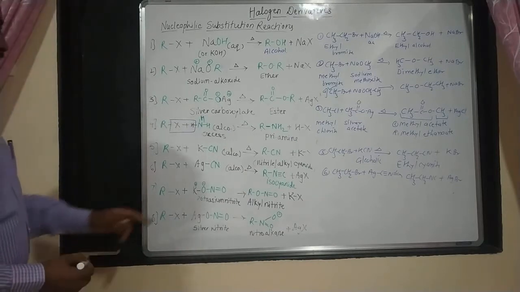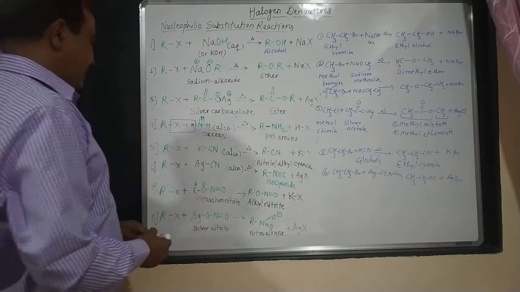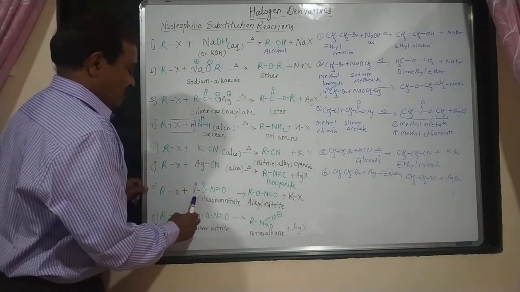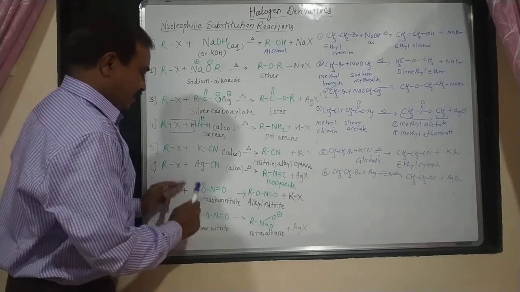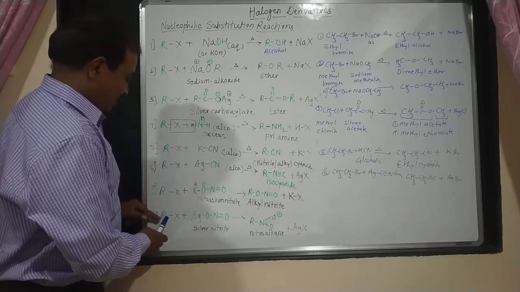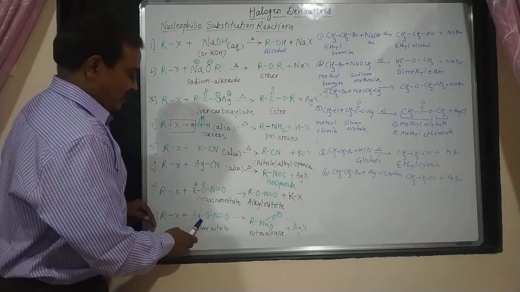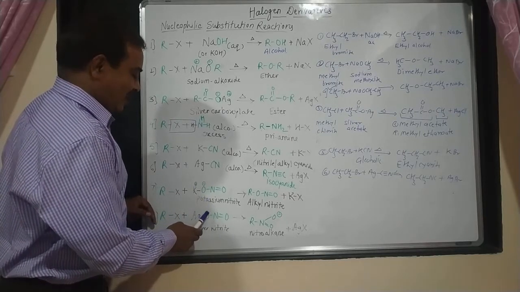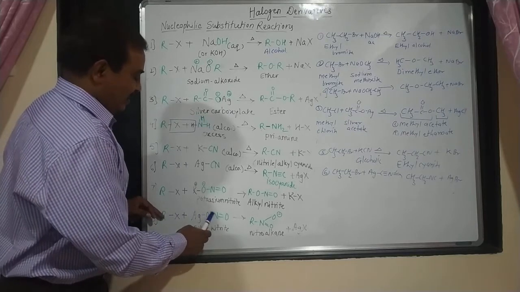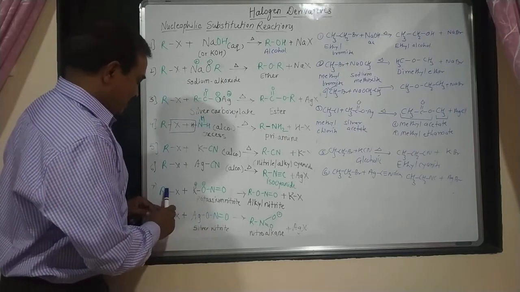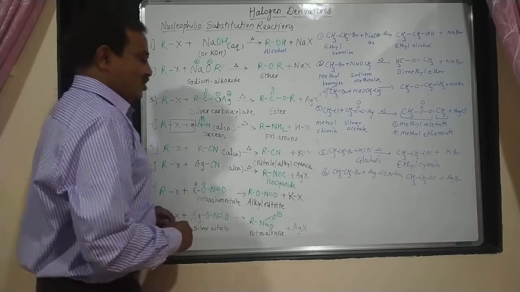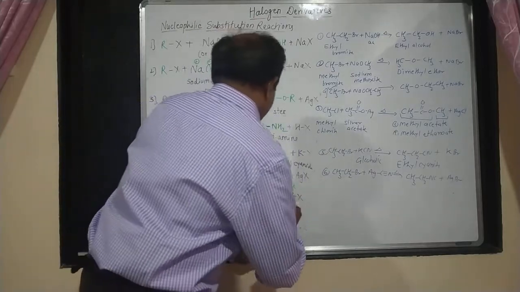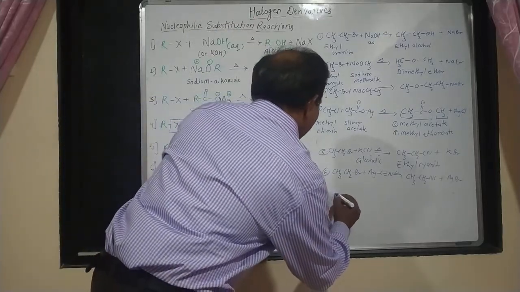Now the next one is potassium nitrite. When an alkyl halide reacts with potassium nitrite, the same thing happens again. In the case of silver nitrite, the bonding is stronger, so the alkyl group will react with the nitrogen. Here the alkyl group reacts with the oxygen. So here we can take the example for the seventh one.